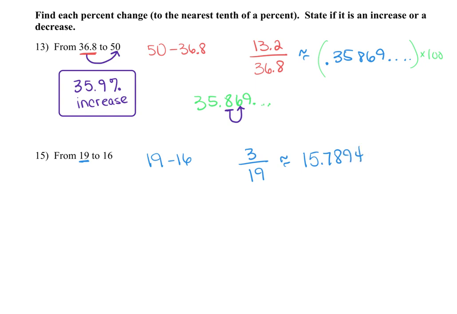All right, so now to round, I'm going to look at the 7 is the place that I want to round. I'm going to look to the right of it. It is an 8. So I'm going to round that 7 up. It's going to be 15.8%. Was this an increase or a decrease? We went from 19 to 16. That is a decrease. So it is 15.8% decrease. 15.8% decrease is my entire answer.